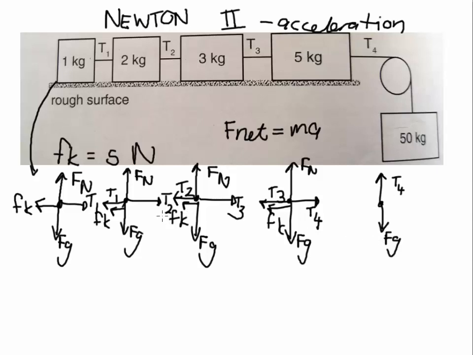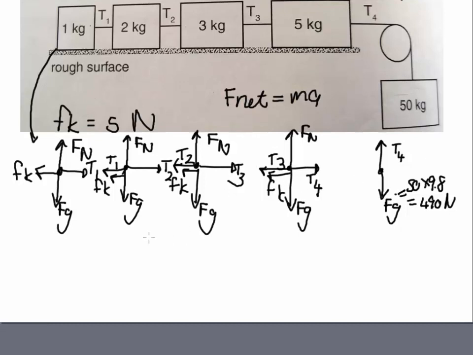So if you calculate Fg for each one of these blocks, remember it's going to be 1 times 9.8 for the first block, 2 times 9.8 for the second block, etc. So for the 50 kilogram block, this is going to be 50 times 9.8, which is going to give you a value of 490 Newton. Now when we look at this, we can use F net equals ma and come up with an equation for each one of these blocks. Let's have a look at the first one. So we use F net equals ma, and remember that the vertical forces are balanced.